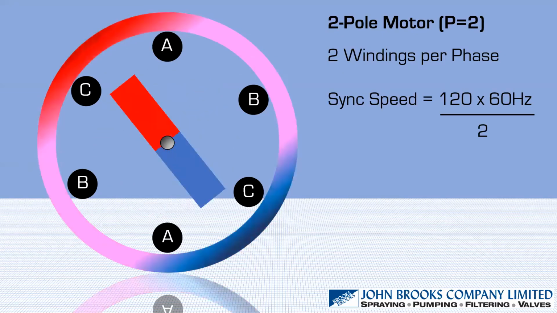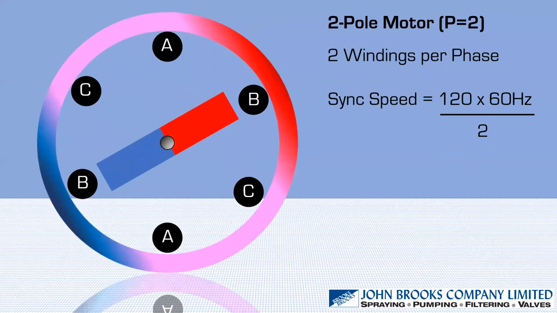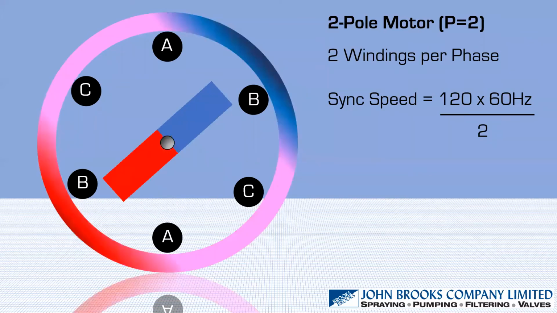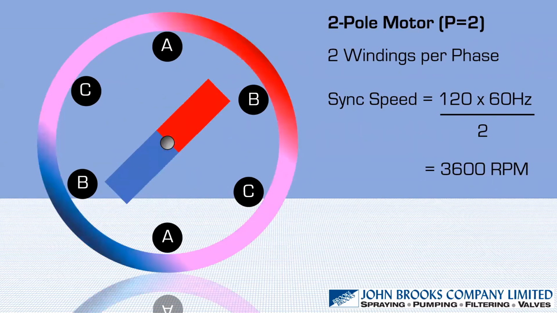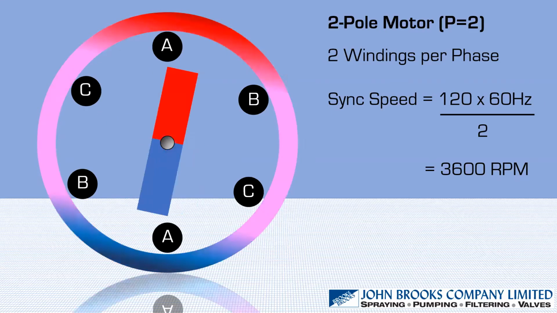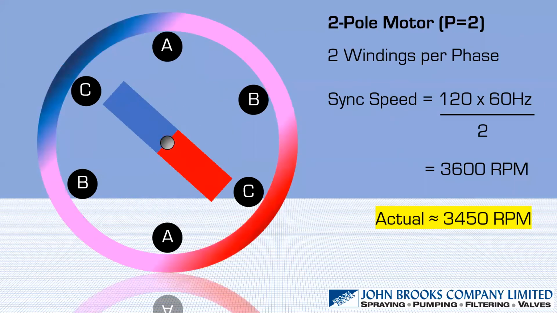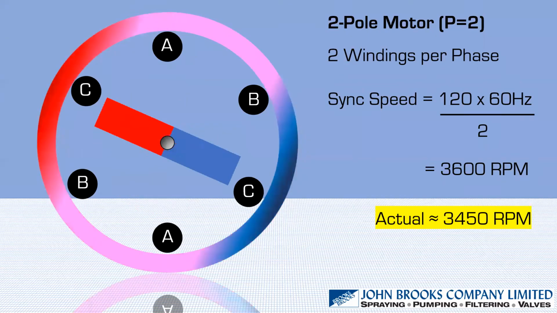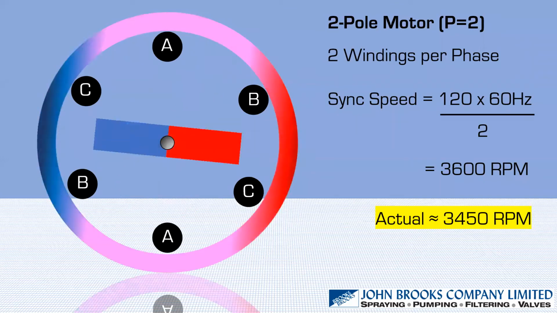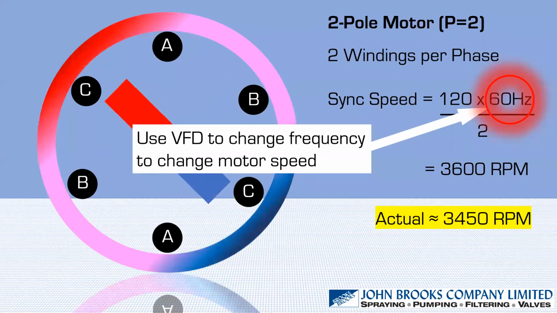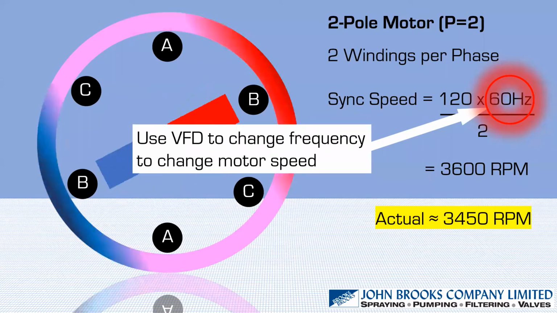And in this case, 120 times the frequency that we're feeding it, 60 hertz, divided by the number of poles, which is 2, gives a 3,600 RPM synchronous speed motor. Now we never get that out of a motor. We never get the synchronous speed out of an induction motor. What we get is something less. There's always some slip involved. And usually it's in that range of 3450 RPM. It could be 3555, 3545. It's somewhere in that range. And if we want to vary the speed of this motor, we just have to vary the frequency.